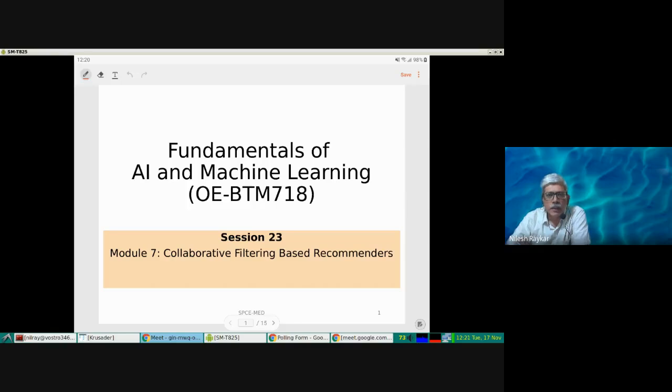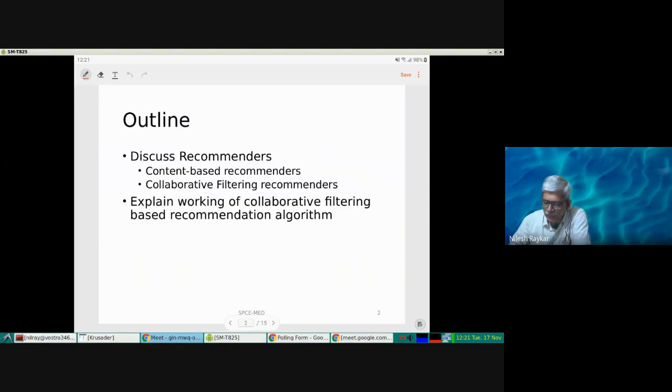These recommenders are nothing but supervised learning models, as we see later. In fact, they are regression models. The type of the recommenders we are looking into, they are supervised regression models. But there are these models with some twist. So we'll see what is the twist and how they differ from the regular regression models.